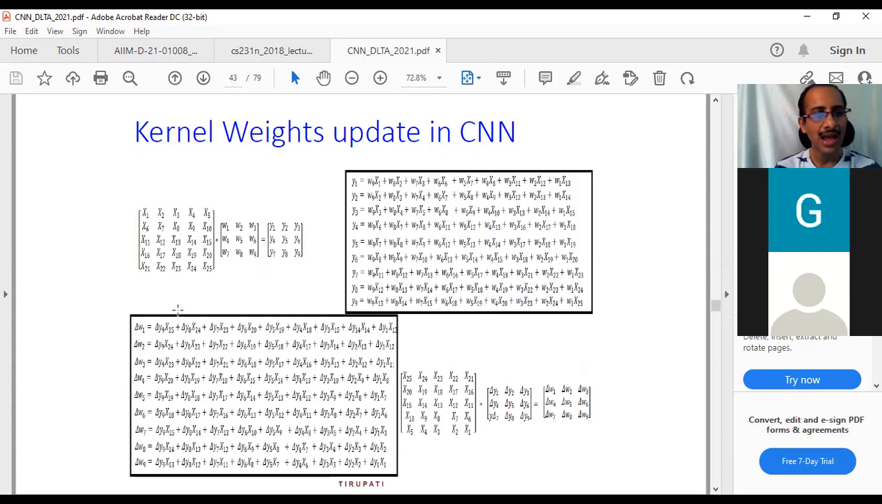What is delta W9? As you can see here, delta W9 is equal to delta Y1 into X1 plus delta Y2 into X2, plus delta Y3 into X3, and so on up to delta Y9 into X13. Similarly, if I want to write delta W2, then I will use delta Y1 into X12 plus like that. So you write this set of equations based on the forward relation.